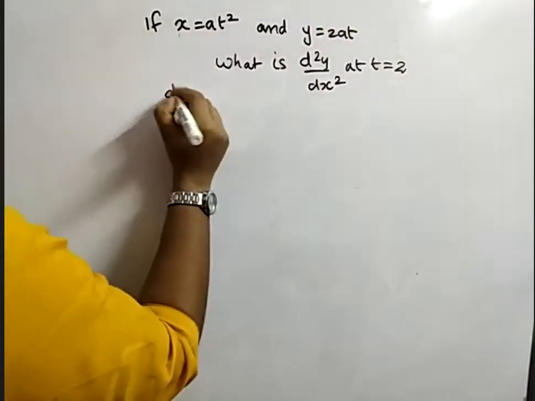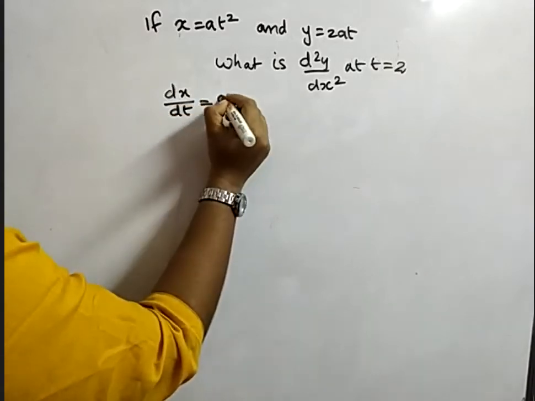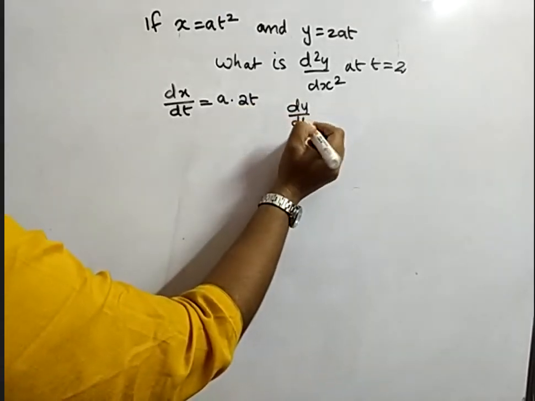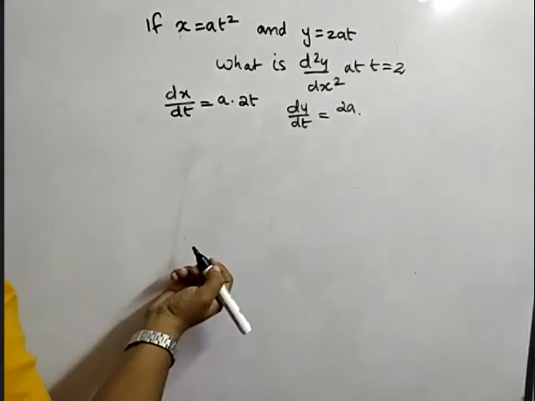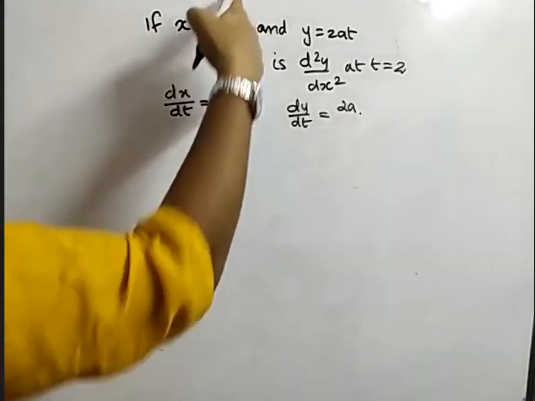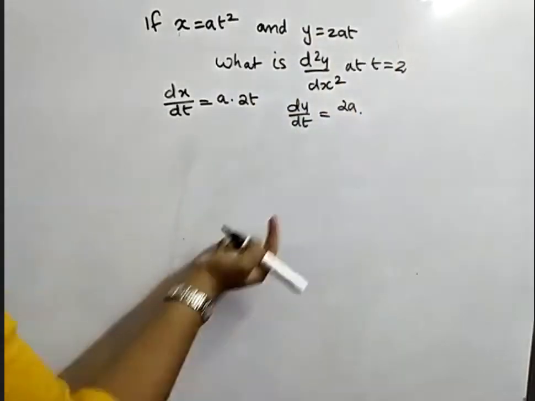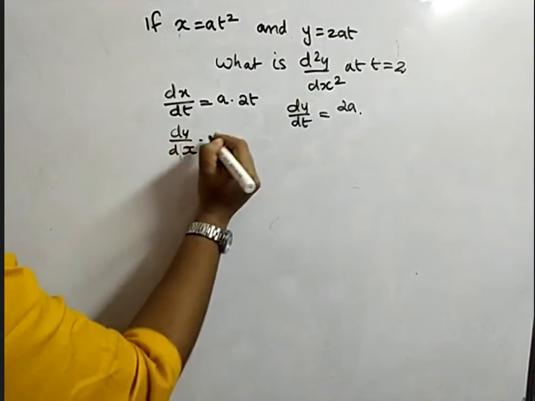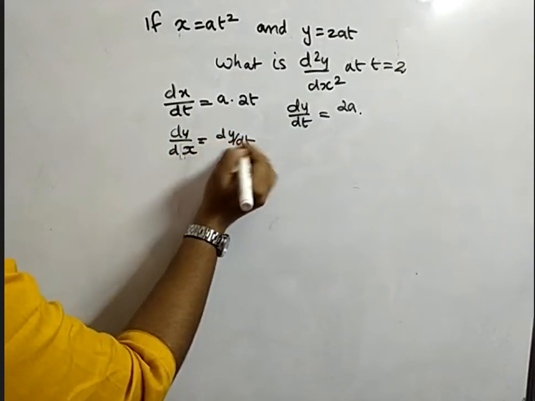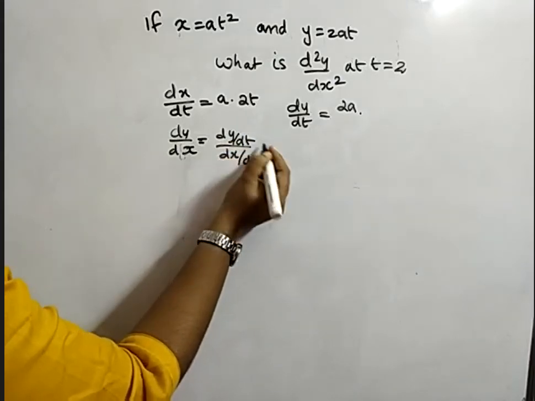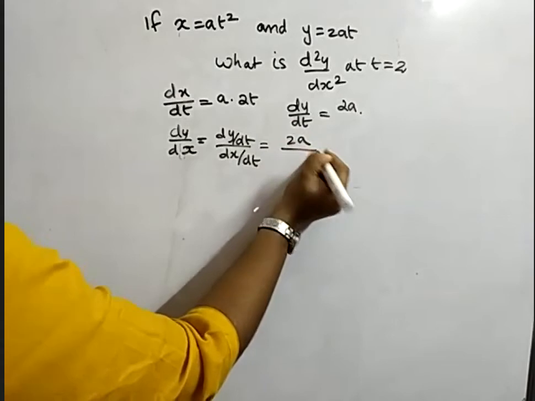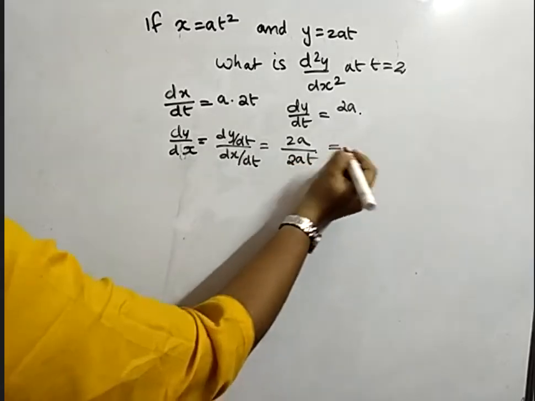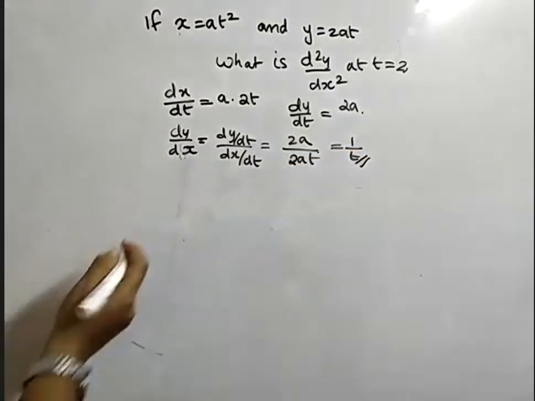So first we find dx by dt. What is dx by dt? dx by dt is a into 2t. Then what is dy by dt? 2a, because here a is constant, the derivative of t square is 2t, and 2a is constant, so the derivative of t is 1. So now what is dy by dx? That is dy by dt divided by dx by dt, that is 2a divided by 2at. So you will get 1 by t.